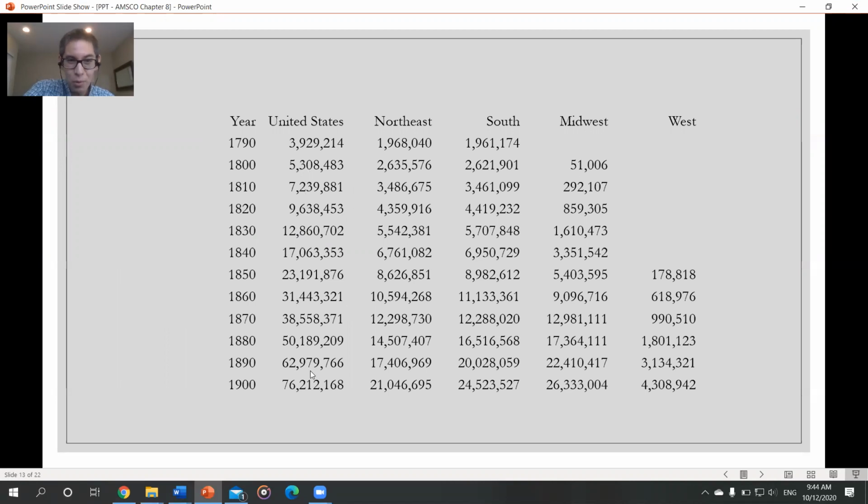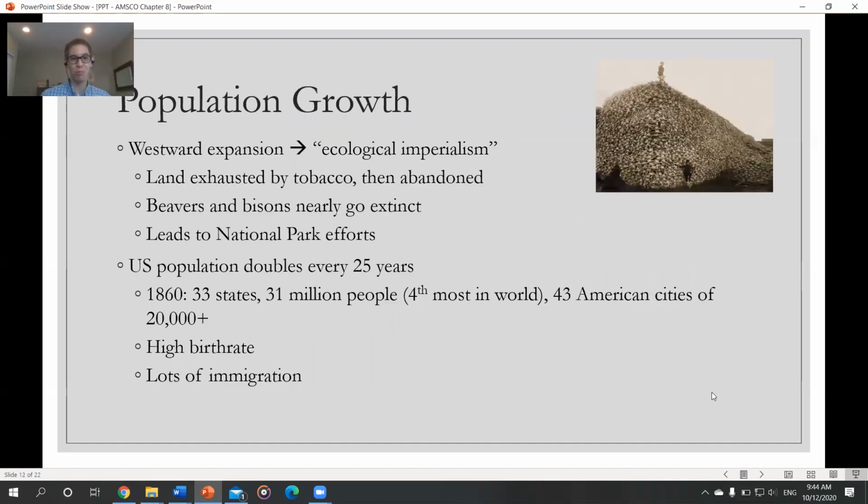To 1890, it doubles. And you can see that growth is in every single region, in the Northeast, in the South, which now has more than the Northeast, to the Midwest, now has more than any other, and in the West as well. And this population growth is largely because of a lot of immigration, mostly from Europe, and because of a high birth rate of people basically surviving and having large families and whatnot. So by 1860, the US was the fourth biggest country in the world. There's 43 relatively large American cities of 20,000 plus.